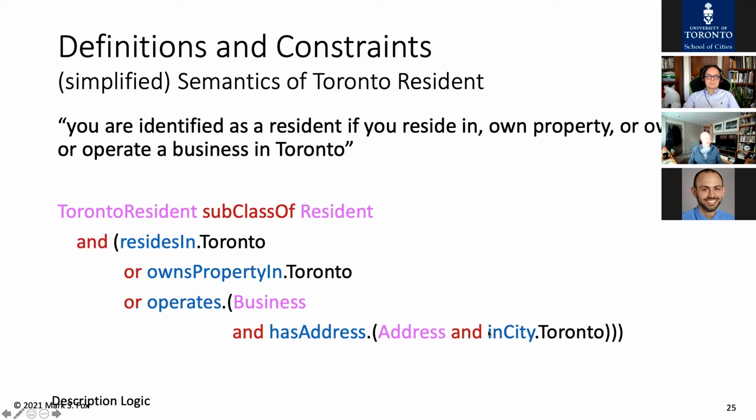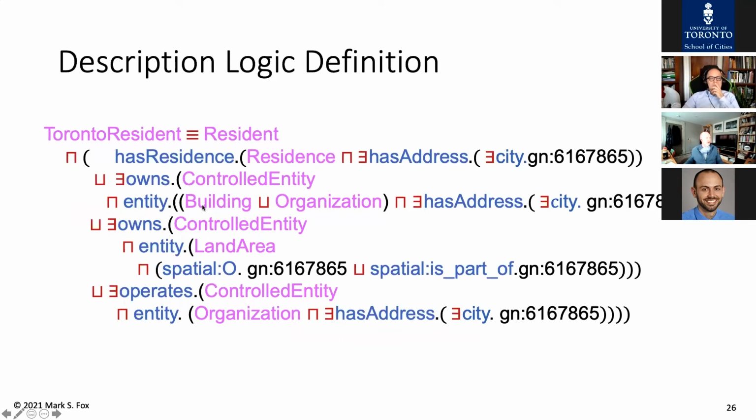Now, the actual representation of that logical statement is a little more complicated when you look at it. That's why I don't like to show this version. But it basically provides the explicit representation of this, where Toronto resident is equivalent to resident. This is our conjunctive operator, and has a residence that's a property, which is a concept, and there exists an address such that the city of that address is GN 6167865. This is a unique identifier on the internet that uniquely identifies the city of Toronto. Actually, I'm not going to get into these, what are referred to as GeoNames, unique identifiers for places. But if you step through all of this, which we are not, you'll find that this is an explicit representation of the definition that we saw before.